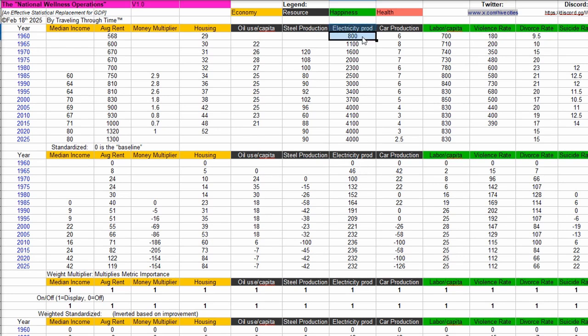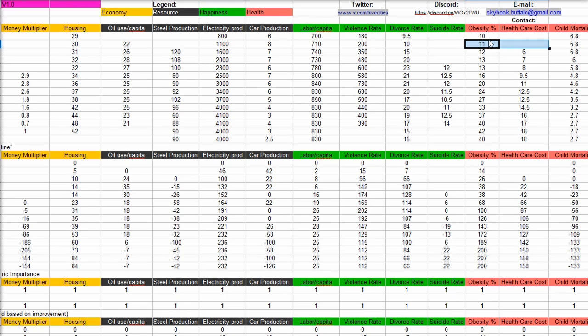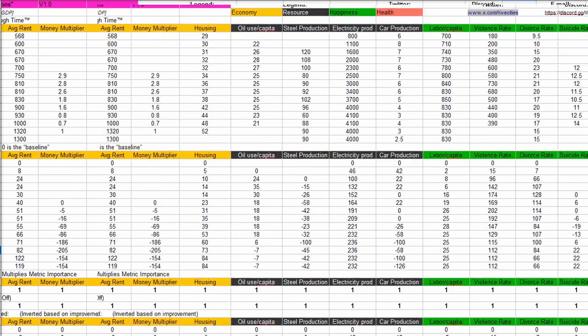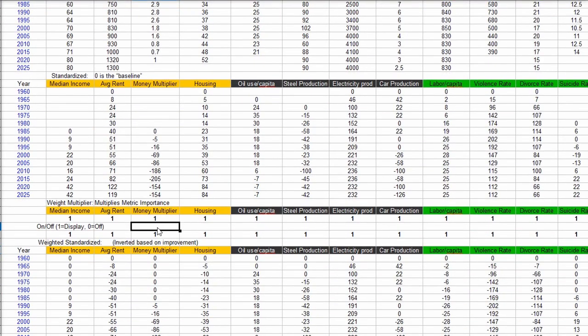So for example, we go to our electricity production here. This went up by 4. So we have a value of 200. And then also, for example, obesity goes from 10 to 40. That's a value of 4. Increases by 4, you get a value of 200. Does that make sense? And then you can change the strength and turn them off here.